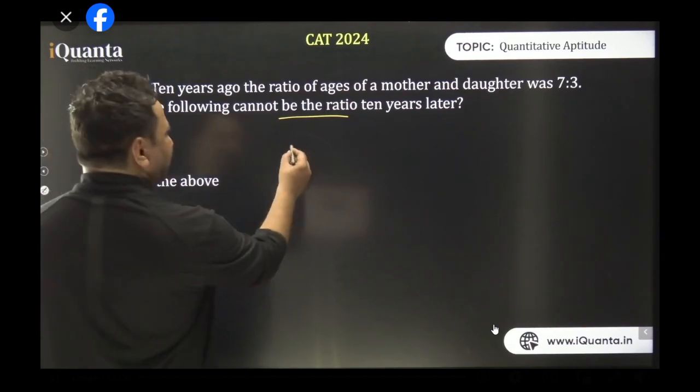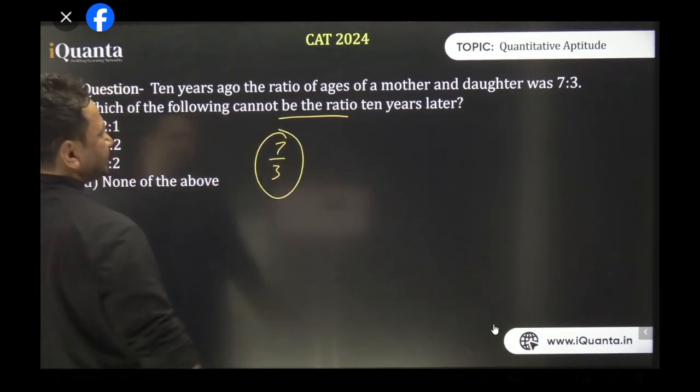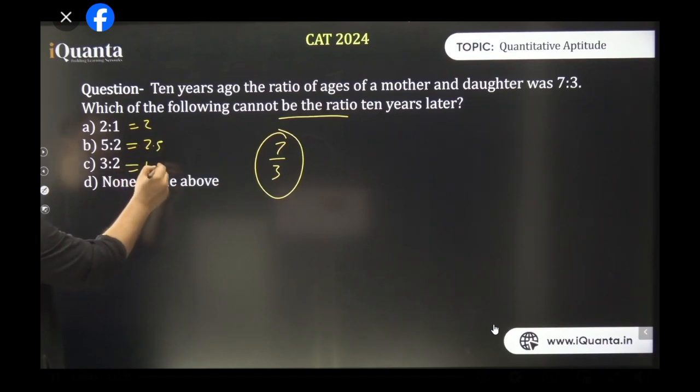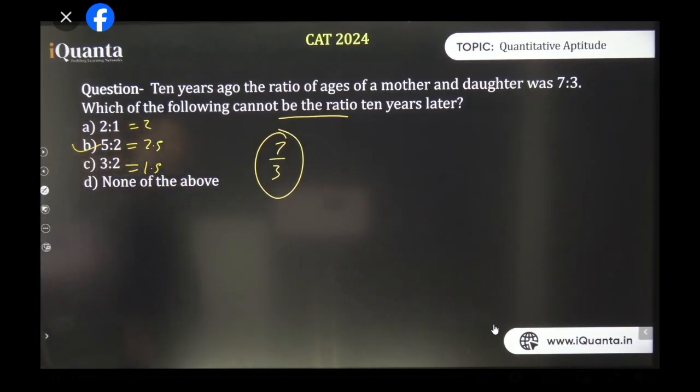So the answer should be less than 7/3. It asked which cannot be. If it is more than that, you won't be getting the answer. 2/1 is 2 only, 5/2 is 2.5, 3/2 is 1.5. 2.5 is more than 7/3, so it is not possible. Clear? Okay, so I think all of you have understood this property completely.